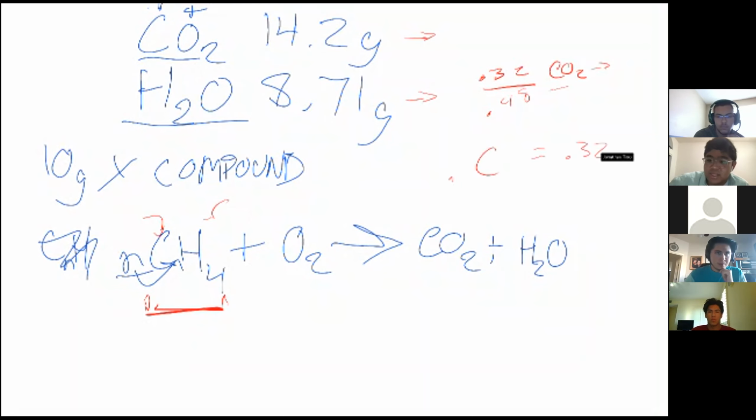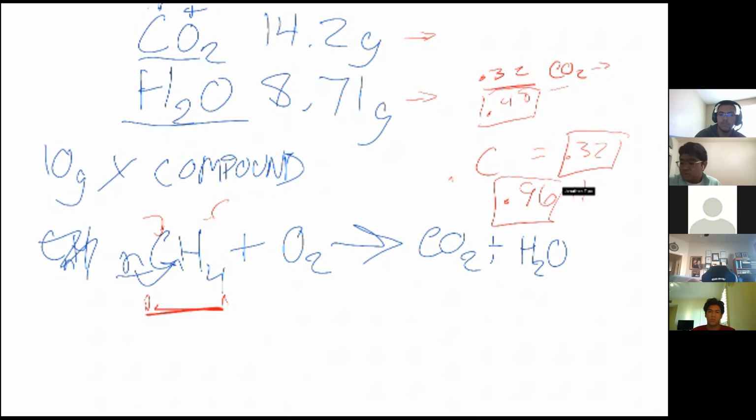And same case with this, if that's 0.48 moles of water, that means we have 0.96 moles of hydrogen as well. Right. So if we got 0.32 moles of carbon and 0.96 moles of hydrogen, that means our empirical formula, we can try to do something with empirical formulas, right?